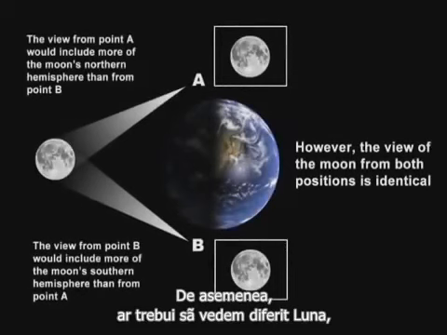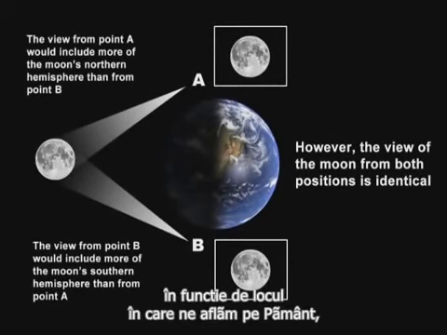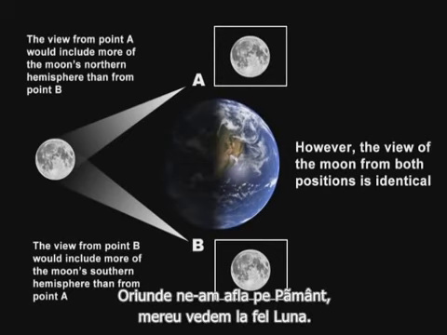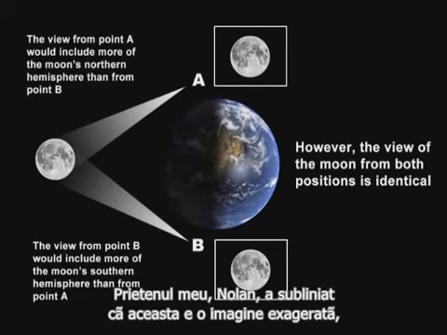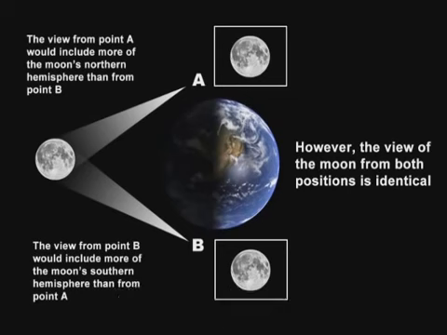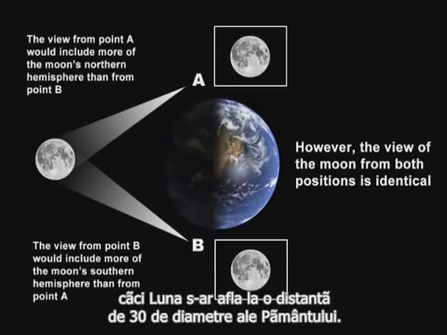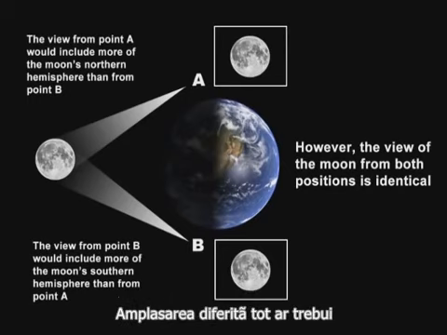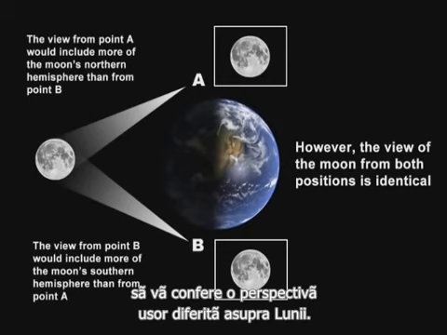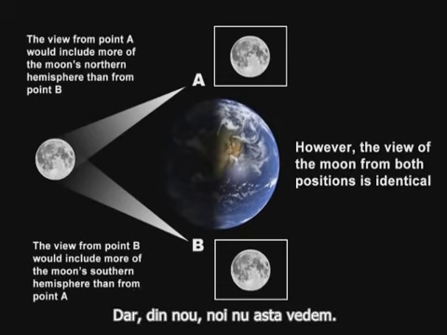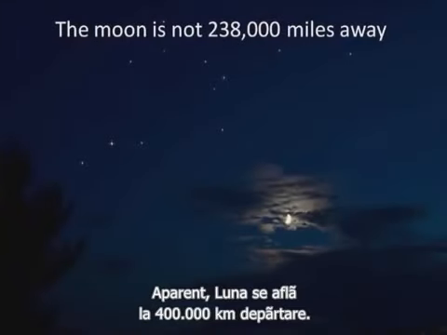Also, we should be able to see a slightly different view of the moon depending on where on the globe Earth we happen to be. But this is not what we see. It doesn't matter where we are on Earth, we always seem to see the same view of the moon. Now, my friend Nolan pointed out that this is obviously a very exaggerated picture. The moon is supposedly 30 Earth diameters away from the Earth itself. But even so, that difference in position should give you a slight difference from point A to point B. But again, that's not what we see. So apparently the moon is 238,000 miles away.